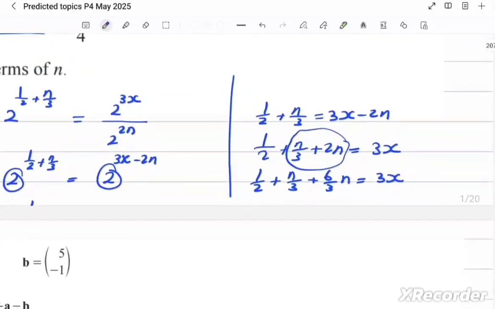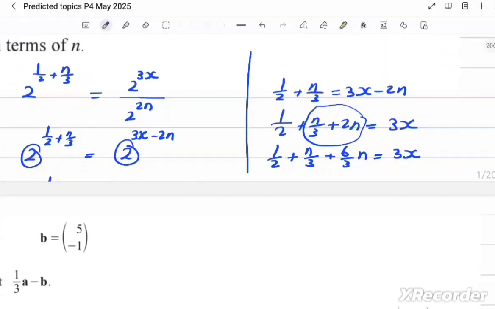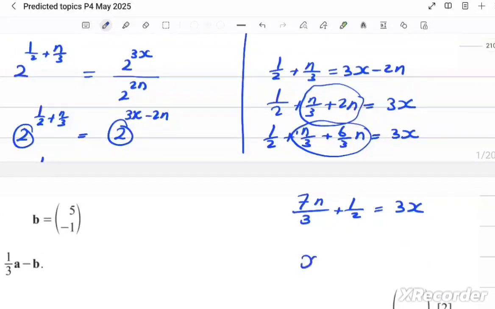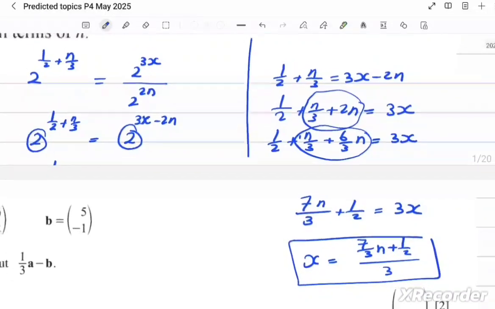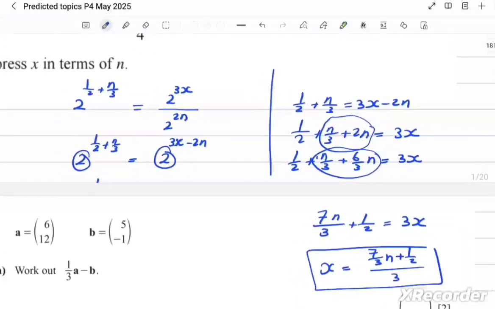Now, if you continue solving this question, look at the n term. We have 1 over 3 and we have 6 over 3, so we have 7n over 3 plus 1/2, and this equals 3x. So how about 1x? You should take all of this divided by 3. It should be 7 over 3 n plus 1/2, all of this divided by 3. So this is what we call x in terms of n.